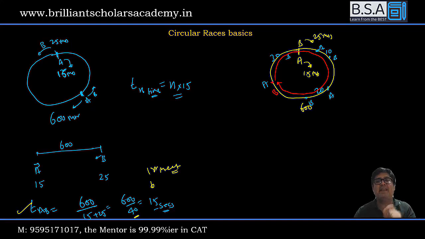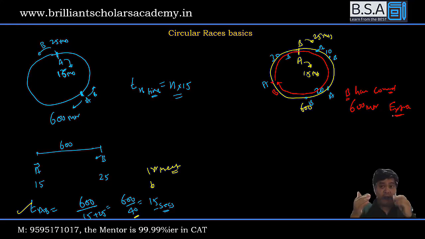So can I say B has traveled one circle extra? Listen to the language. B has traveled 600 meters extra. B has covered 600 meters extra than A. So in this case, B is overtaking A. So can I say, what is the extra speed of B? 10. ये 10 किधर से आया? It is 25 minus 15.